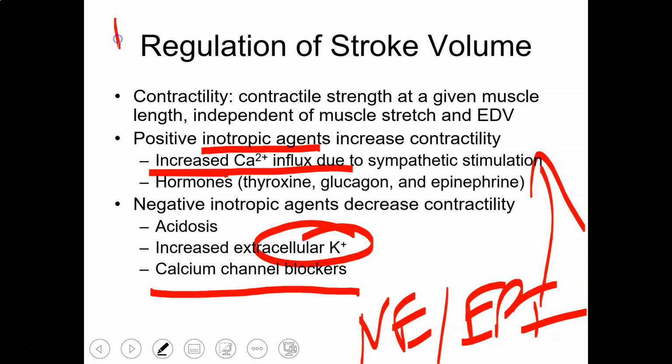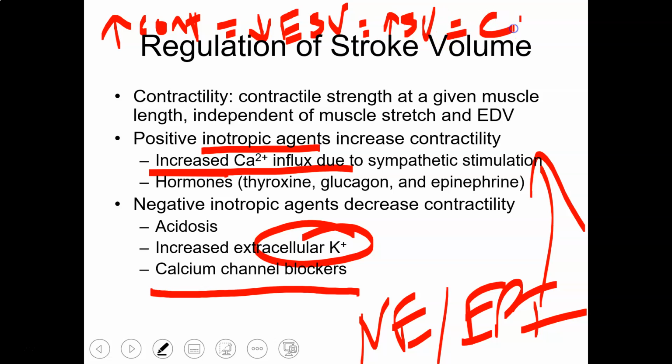So, contractility. If we increase contractility, the heart beats with more force. The heart squeezes the blood harder, which means there's less of it left behind. That decreases the end systolic volume. Right, end systolic volume is the blood left behind. Now we're going to decrease that. So decrease the end systolic volume. Again, increases the stroke volume and increases cardiac output. If your heart beats harder, you pump more blood out. Well done.